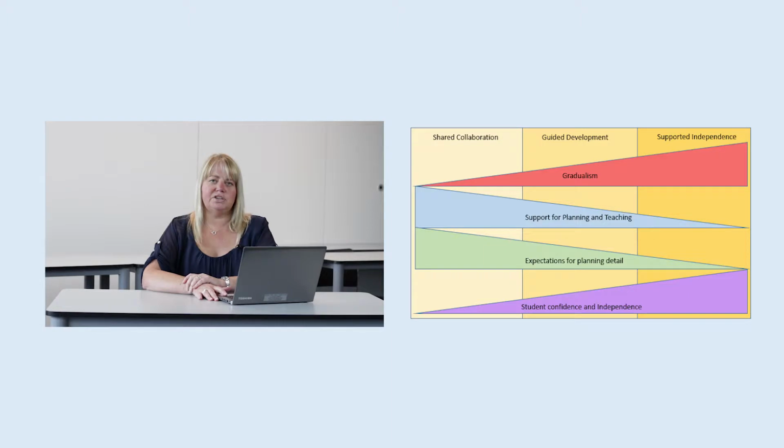So we now see the course as having three main phases. Shared collaboration being the first phase, guided development the second phase, and supported independence the third phase. And these are across the whole year and not just across a single placement. Underpinning this, we have the idea of gradualism of the uptake of the student timetable, a tailing off of the support for planning and teaching across the year, with a lot of support at the start and reduced support across the course of the year.